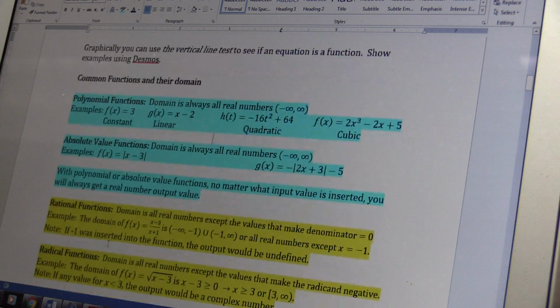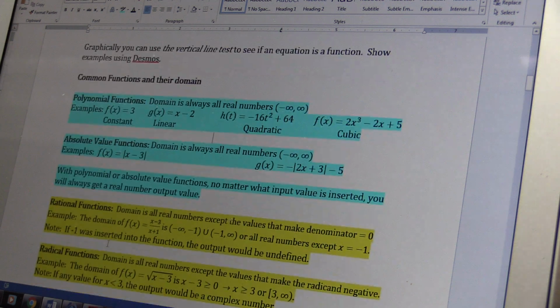Now we're going to analyze some common equations that are always functions, and what their domains are. Some of the basic functions we're going to look at are polynomial functions. Polynomial functions are functions where you're dealing with a polynomial of degree 0, degree 1, degree 2, degree 3, degree 4, and so forth. And so f of x equals 3 would just be a constant graph. It's a flat line, and that's a function. It passes the vertical line test.